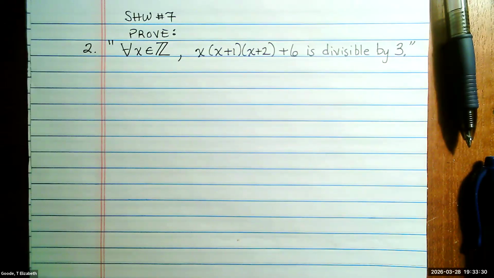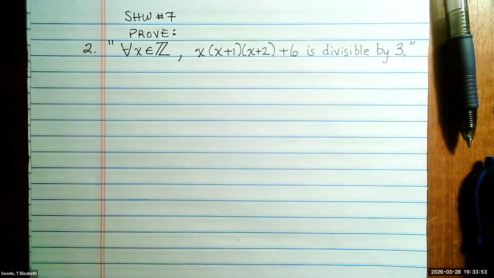That's our conclusion. That's right. And why am I writing this equation when I'm talking about x times x plus 1 times x plus 2 is divisible by 3? Do you understand the translation from that conclusion statement to this equation? Yeah, a little bit. Is it because we wish to prove it? We want to show it?